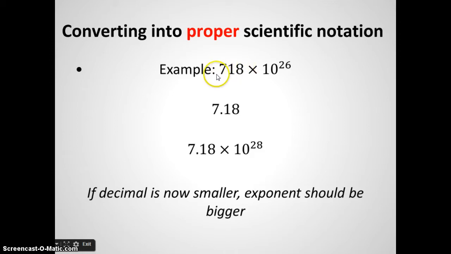It shouldn't be 0.718, right, Mrs. Cooper? No, that's smaller than 1. That's smaller than 1, so it should be 7.18. The number in front of the decimal has to be between 1 and 9.